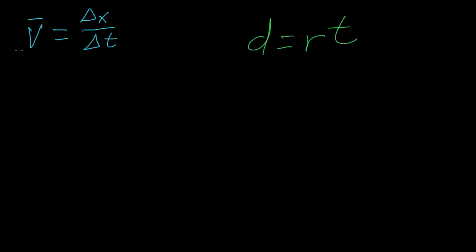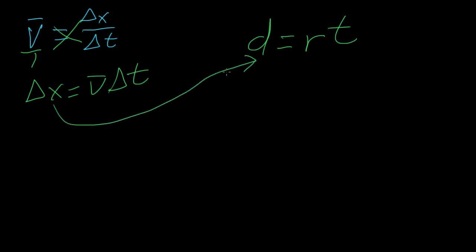Well, watch. If we take this, put it over 1, and cross multiply, we get delta x equals v times delta t. Well, delta x is really just distance. V is really just the rate. And then t, of course, is time. So if all else fails on velocity problems, you've probably seen distance equals rate times time before.